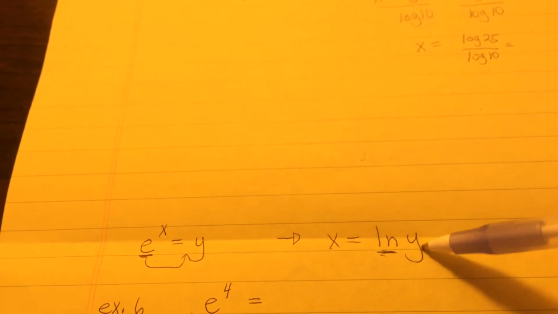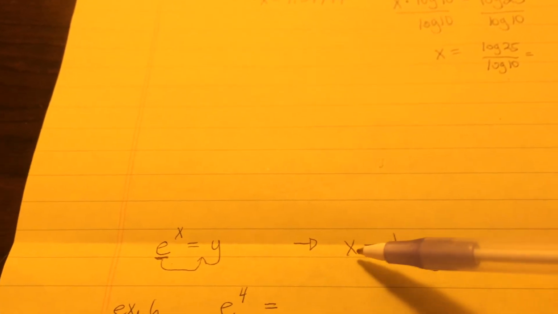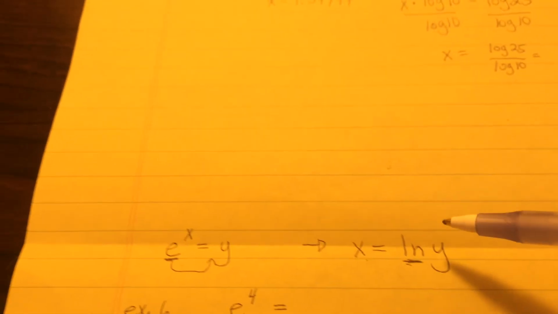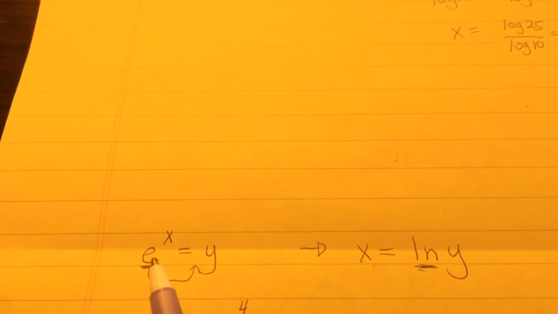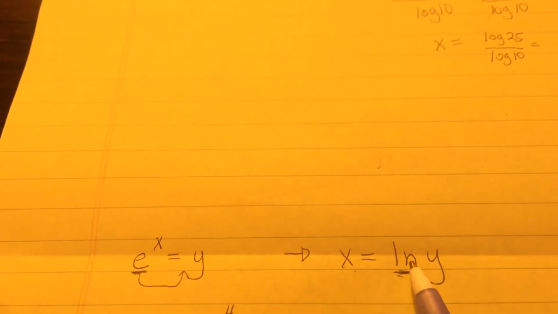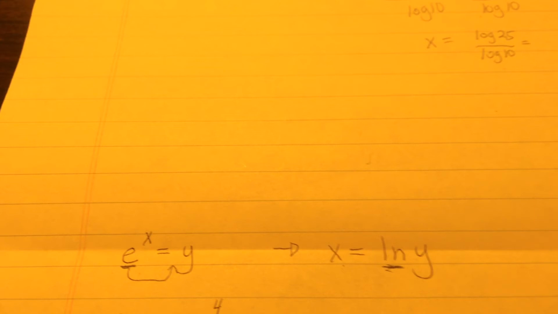The y is still the same. It gets pushed over to the side, and the x comes down from becoming an exponent to a regular x right there. The only difference is that e does not have a base number when it turns into this. Remember, the log had a base number, but this one does not have a base number. So that's the only difference on that part.